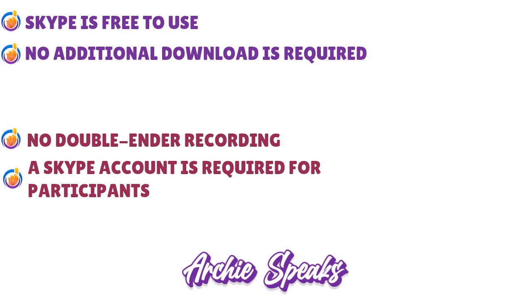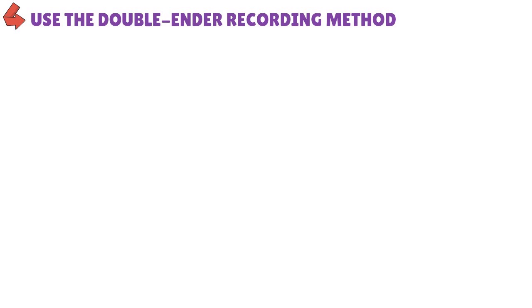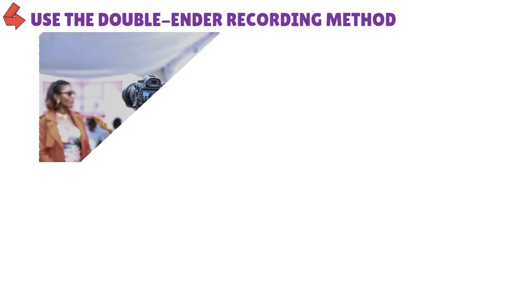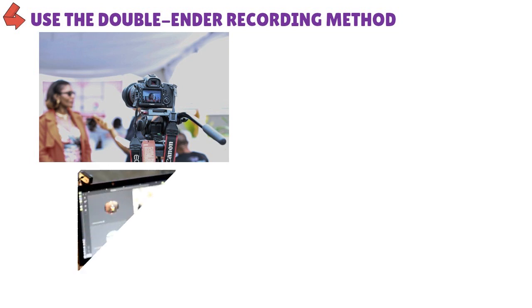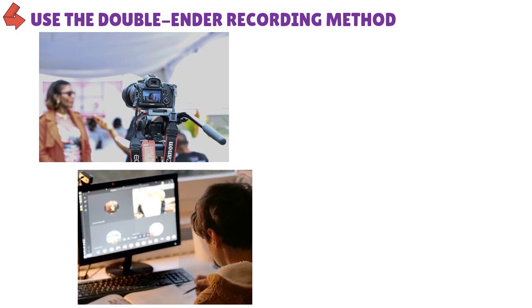The second strategy you can use is the double-ender recording method. Double-ender recording records audio and video separately for each Skype participant, stored on their respective computers. This method of recording a Skype call ensures that no quality is lost during recording.